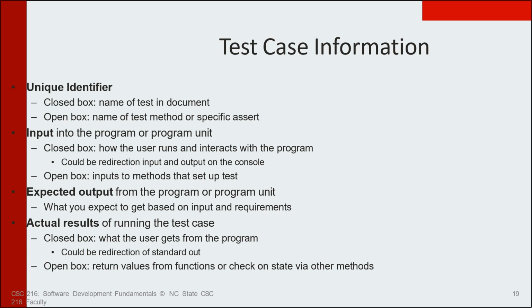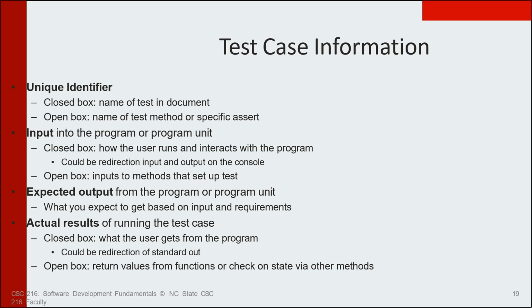Now, when you write your test cases, you'll put a unique identifier, which is just the name of the test method or the assert that you're doing. We talked about system testing before, which is how you name your test. And in this case, with unit testing, you actually want to name the method or whatever the specific point is that you are asserting.